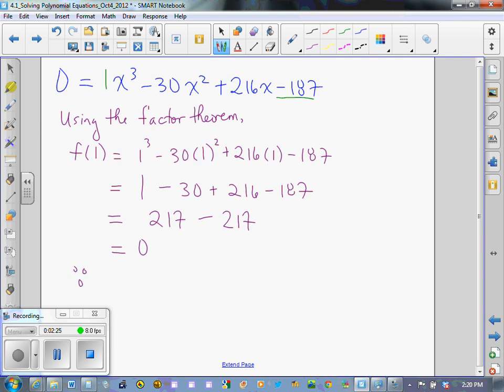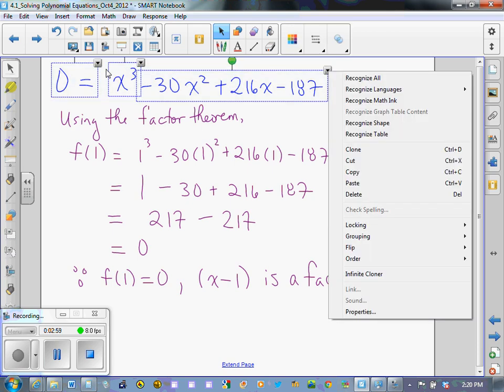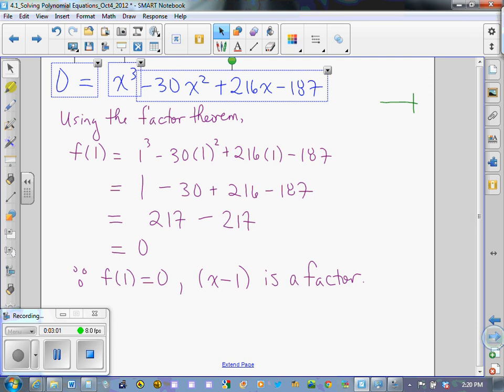So since f at 1 produces a 0, we know that the graph of the function crosses the x-axis at x equals 1, and we also know that x minus 1 is a factor. So with that in mind, what we'll do is we'll go ahead and apply the long division process. So I'm just going to copy this once more, and I will bring that forward.